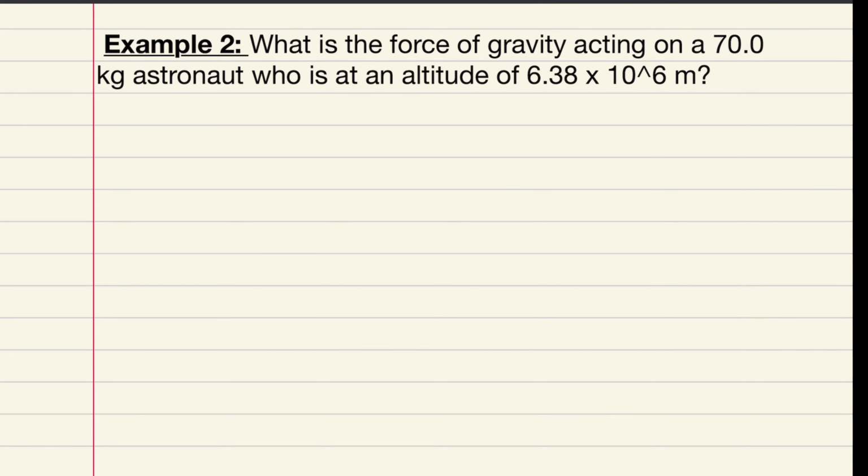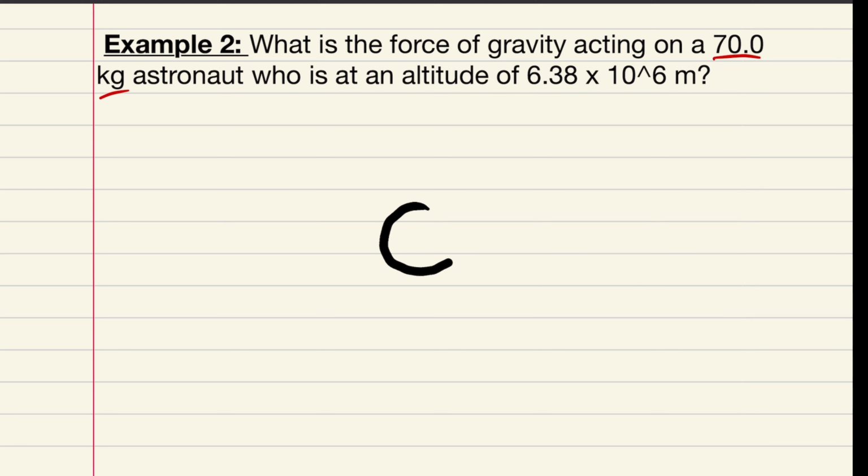So for the next question, let's increase the complexity a little bit here. What is the force of gravity acting on a 70 kg astronaut who is at an altitude of 6.38 times 10 to the 6 meters? So what I'm going to do is draw the actual apparatus that we have here.